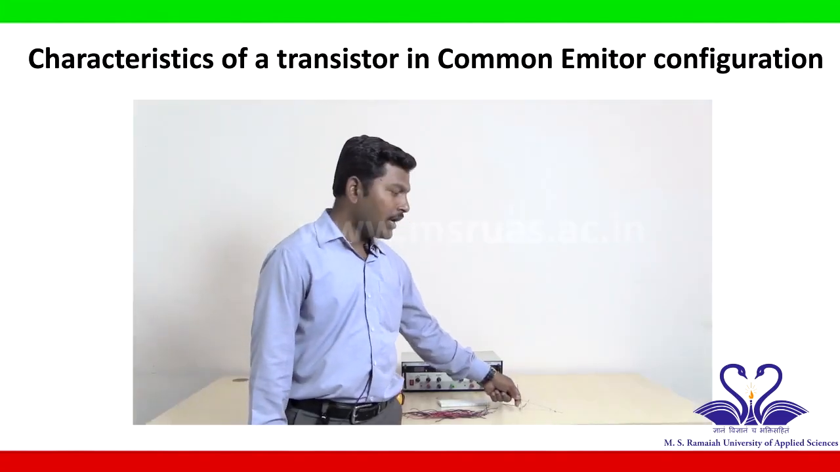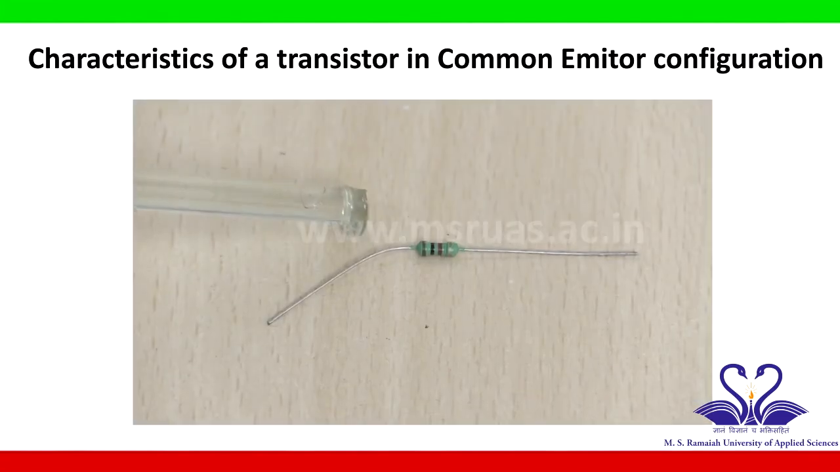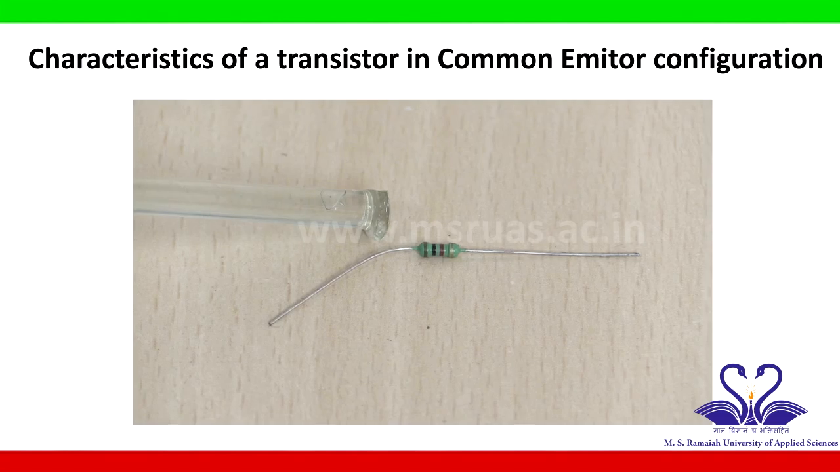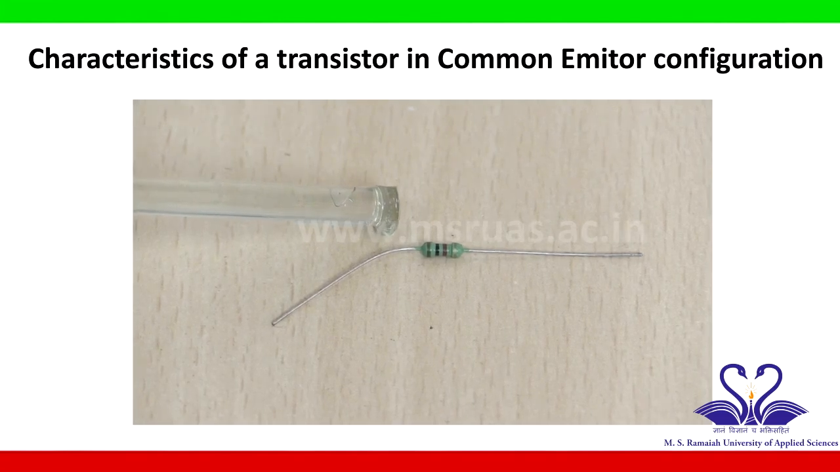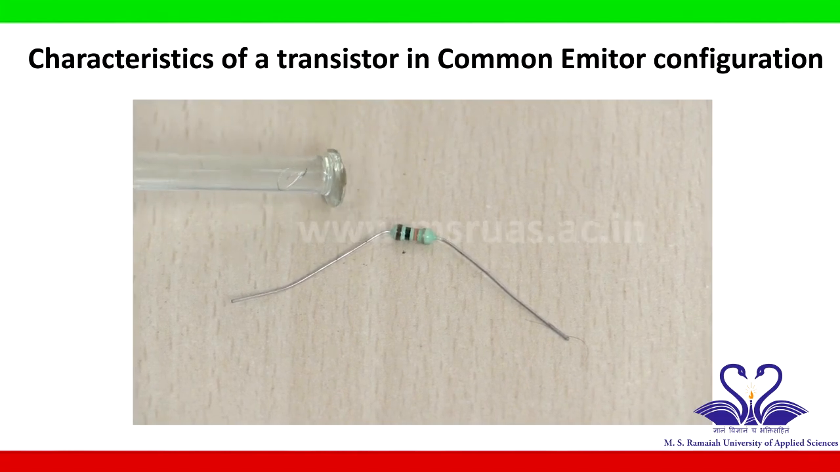Two resistors having a value of 1 kilo ohm and 10 kilo ohm. This is the 1 kilo ohm resistor. Its color code is brown, black, red. This is a 10 kilo ohm resistor. Its color code is brown, black, orange.